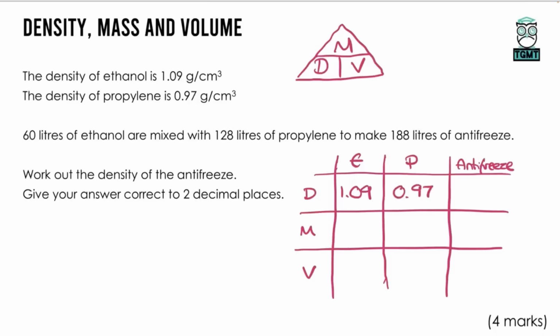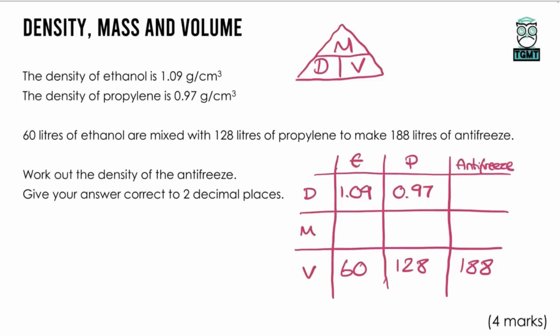We can't add those together because we don't know the exact ratios that are being mixed, so that's what we're going to work out. We have a volume given to us, that's what the litres are, and sometimes litres will be given to us in centimetres cubed. But here we have 60 litres for the ethanol and 128 litres for the propylene, and in total that makes 188 litres.